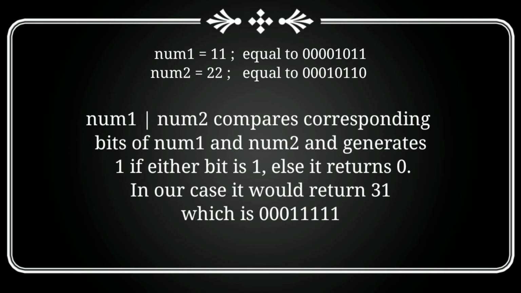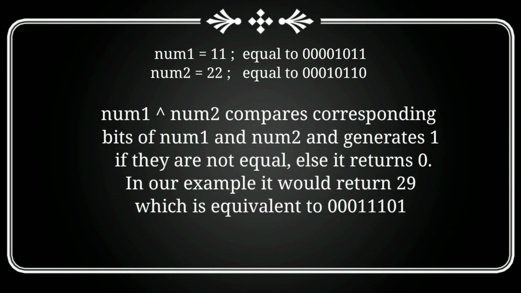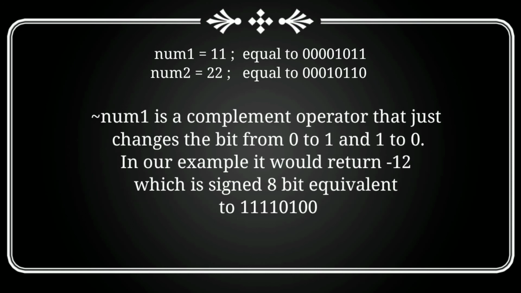Bitwise OR will compare the corresponding bits of both the numbers. If either bit is 1, it will return 1, otherwise it will return 0. Bitwise XOR will generate 1 if the corresponding bits are not equal, otherwise it will return 0. Bitwise complement will convert 0 to 1 and 1 to 0.